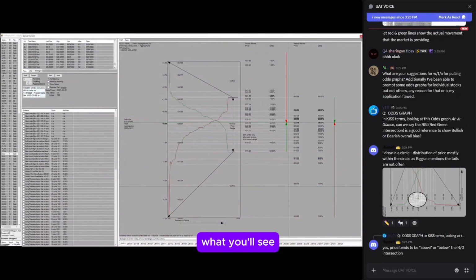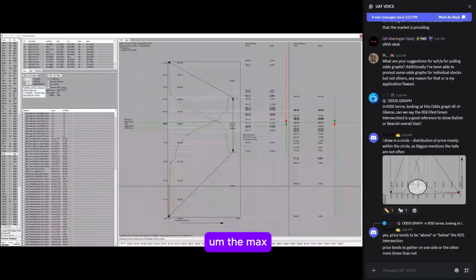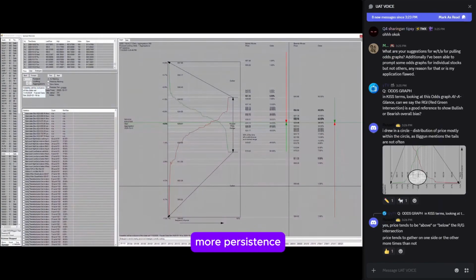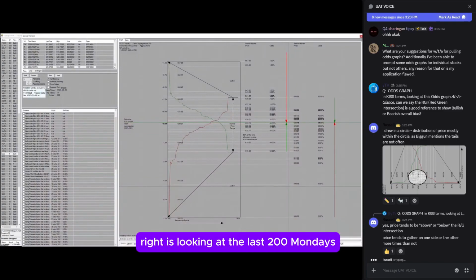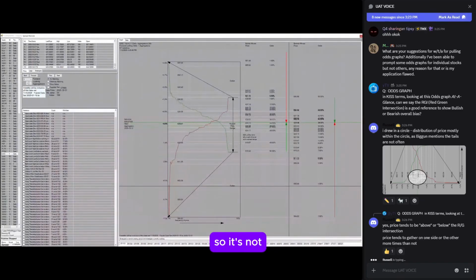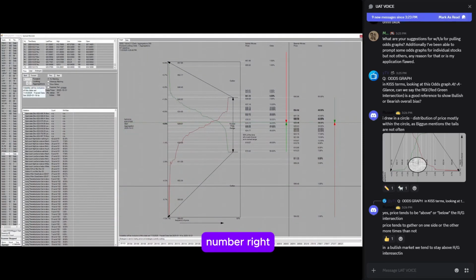Regardless of our volatility, for example during April, the max count was closer to 70, which means we're more volatile and have more persistence of price over time. This shows us the baseline resolution that we need for our HL side. Weekday matching is looking at the last 200 Mondays or whatever. The number of actual weekdays in the last 200 Mondays is not changing. That's a constant number.